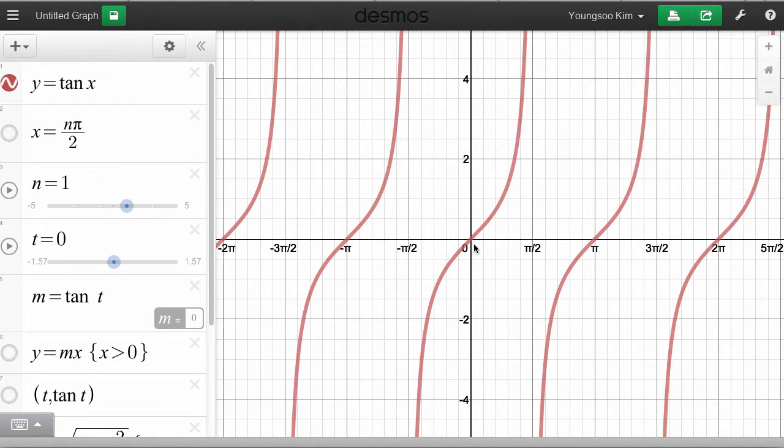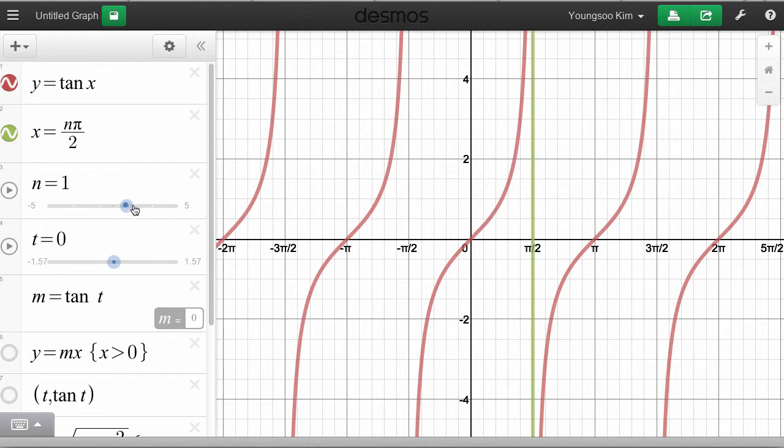And there's another feature in this graph. There are some vertical asymptotes. See this line here at pi over 2? This is not part of the graph, but the graph of the tangent function approaches this line from the left and also from the right.